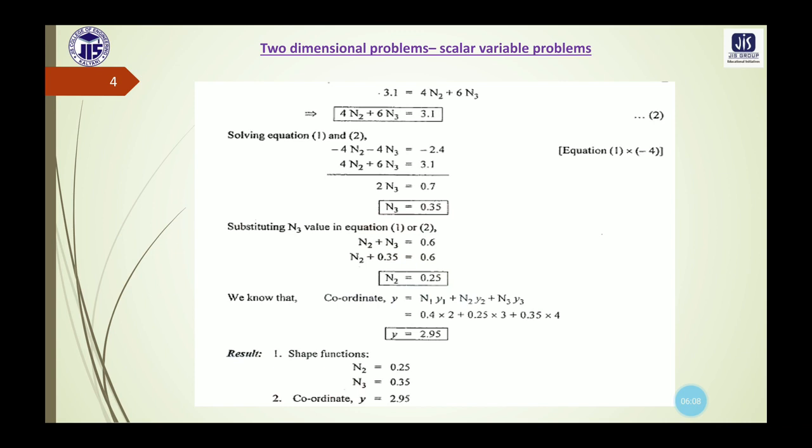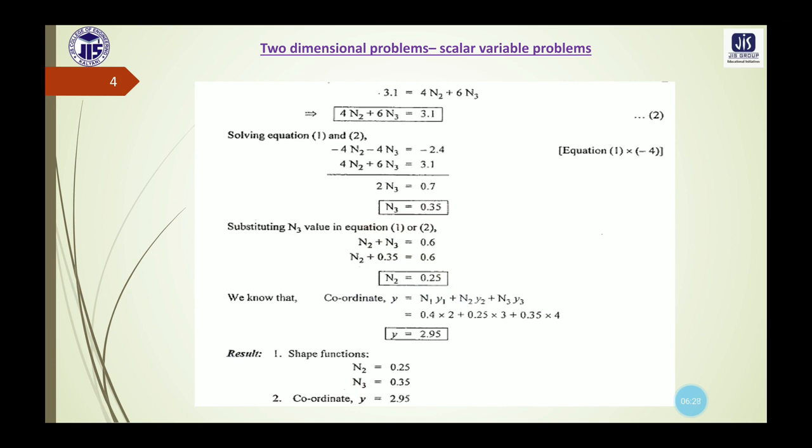So this is the procedure by which we have found the value of the shape functions n2 and n3. Now we need to find the y coordinate of the point P. For that we need to use this formula, which is n1 y1 plus n2 y2 plus n3 y3.